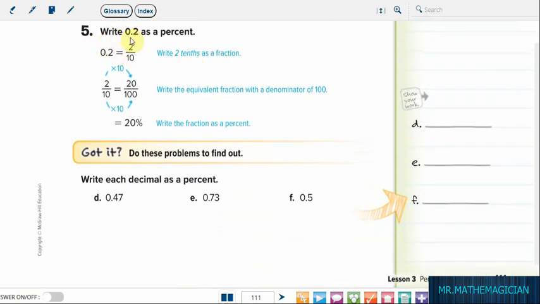Example 5, write 0.2 as a percent. We know that 0.2 is like 2 over 10, and we can multiply up and down by 10 to make it over 100, so it will be 20 over 100, which means 20%. Or we can say that for 0.2, if we add 0 to the right of the decimal, it makes no change, so it's like 0.20, and 0.20 is like 20 over 100, and this is 20%.